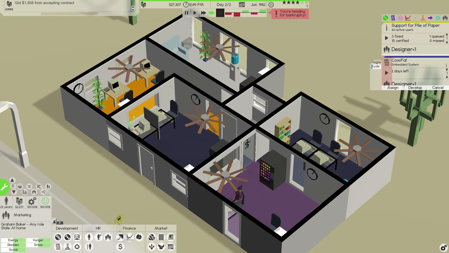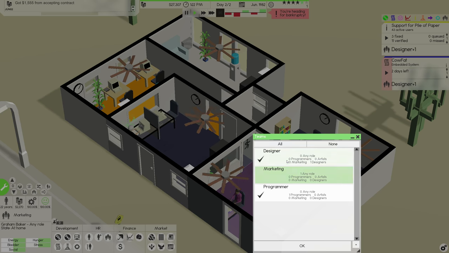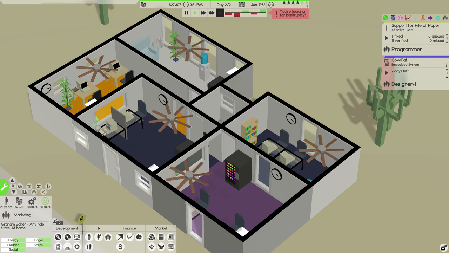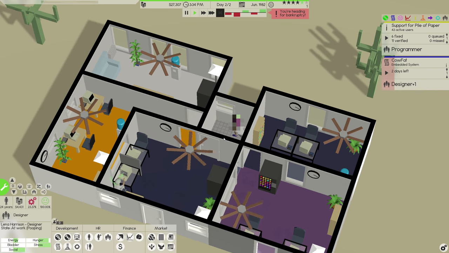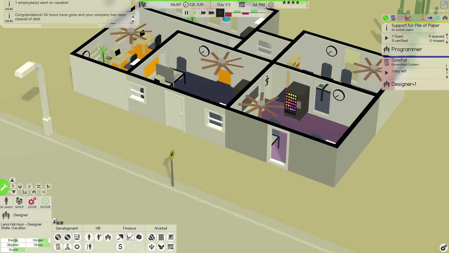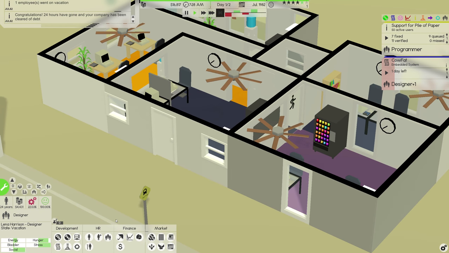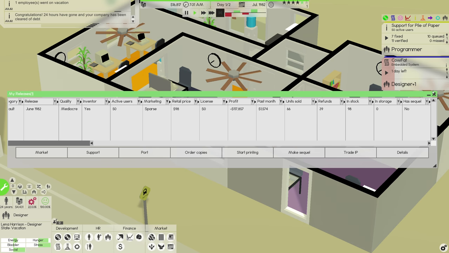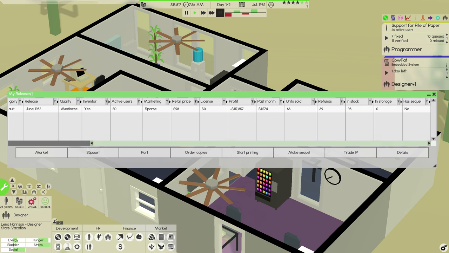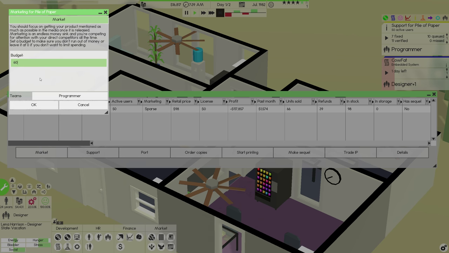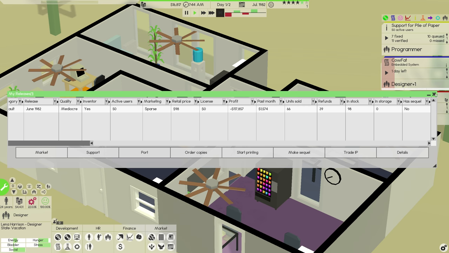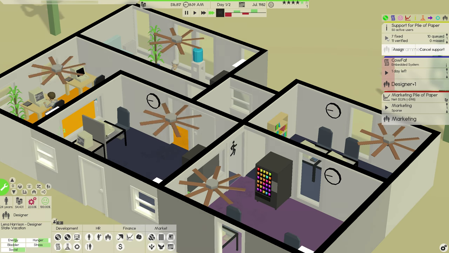Hopefully bringing this up real quick. We actually don't need a designer to do support for this right now. Why are you so upset? What's wrong with her? What upsets you? 24 hours have gone and your company has been cleared of debt. Yay! We haven't really sold anymore though. Maybe we can make some money by marketing this. I'm going to spend 6,000. I never spent that much on marketing in all my attempts. Maybe we can sell something.